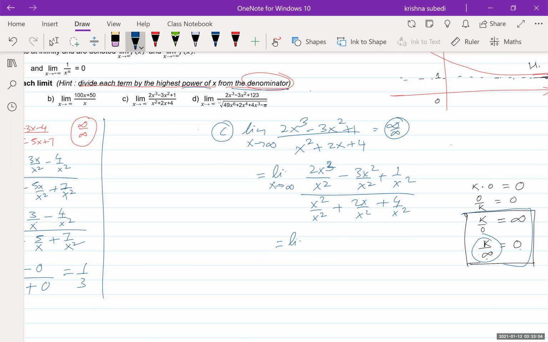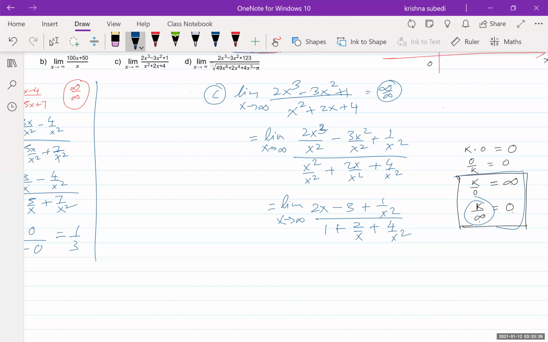And that's going to give me limit as x tends to infinity. The first term will be 2x cubed over x squared, or simply 2x, minus 3 plus 1 over x squared, over 1 plus 2 over x plus 4 over x squared.